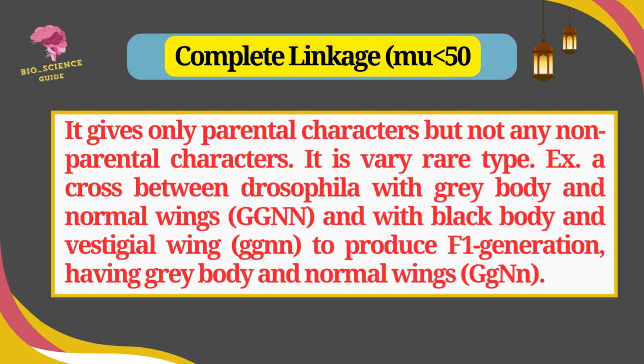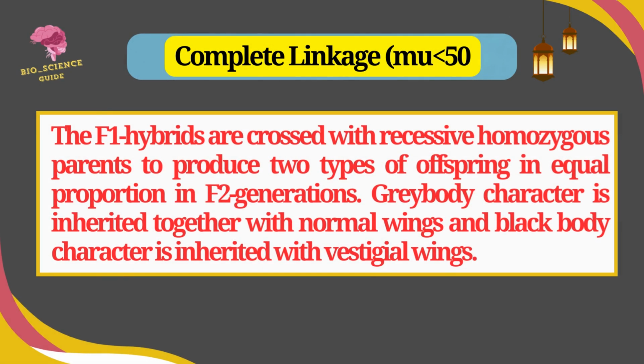The example of complete linkage is a cross between Drosophila with gray body and normal wings and with black body and vestigial wings. They produce F1 generation having gray body and normal wings. The F1 hybrids are crossed with recessive homozygous parent to produce two types of offspring in equal proportion in F2 generation. Gray body character is inherited together with normal wings and black body character is inherited with vestigial wings.